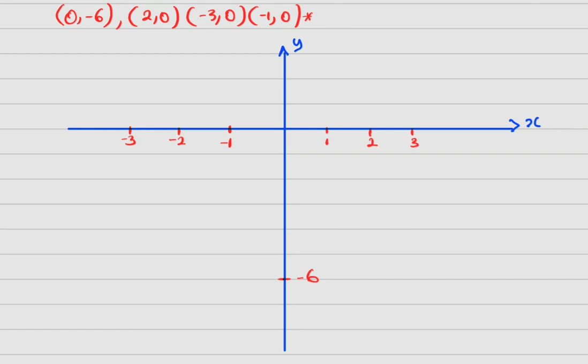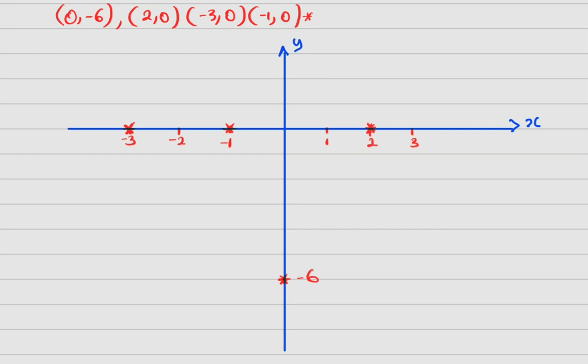So the first point is 0 comma minus 6. This is this point here. Then I have 0 comma minus 3, I have it here. Then I have 0 comma minus 1. This is the next point. Then I have the last point, 2 comma 0. Please let me state it again. I have minus 1 comma 0, which is this point. Then I have minus 3 comma 0, which is this point. Then I have 2 comma 0, which is this point on my right hand side.